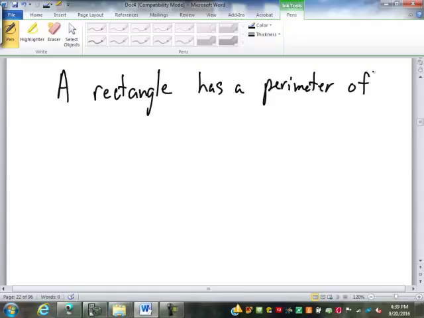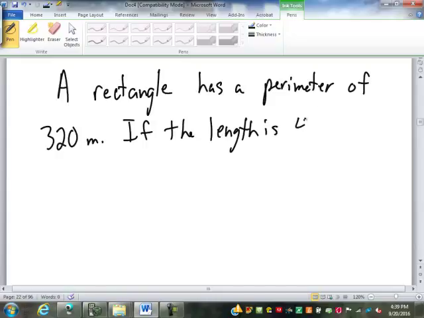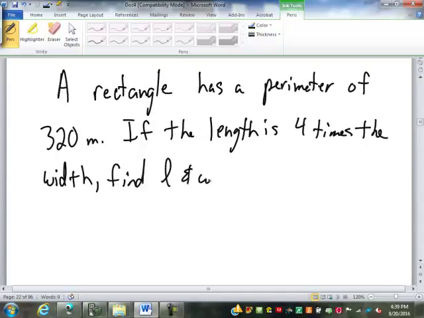Let's say we're told a rectangle has a perimeter of 320 meters. If the length is 4 times the width, find the length and the width.